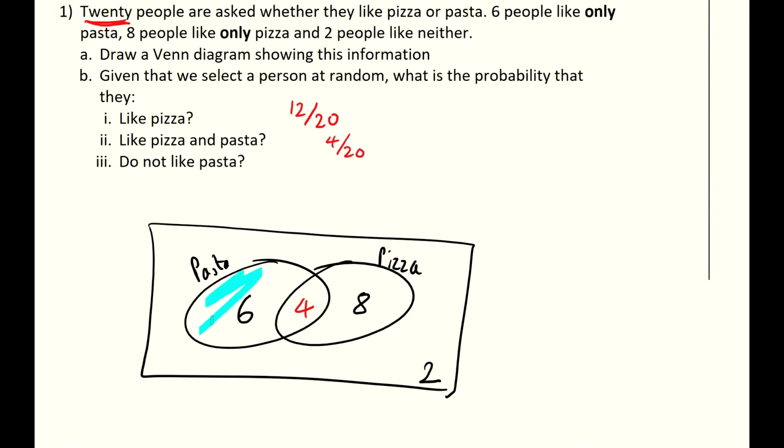Slightly harder one, the odds they do not like pasta. So pasta is everyone in the circle. So who's not in the circle, I've got these 8 people and these 2 people. And again, you can simplify these. But you don't.